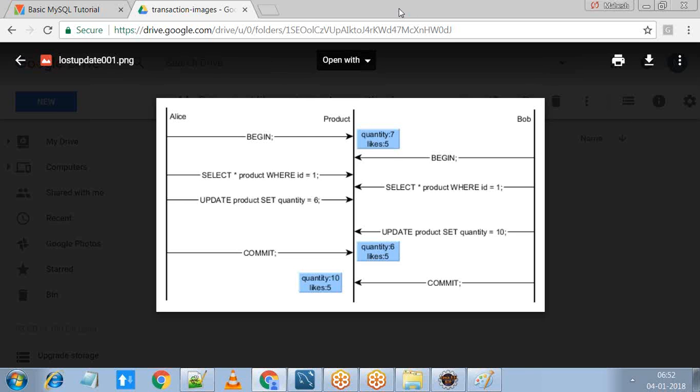Yes, 10. It is 10. Okay, so it should be 10 now. No, think about it and tell me. Yes, all of you.